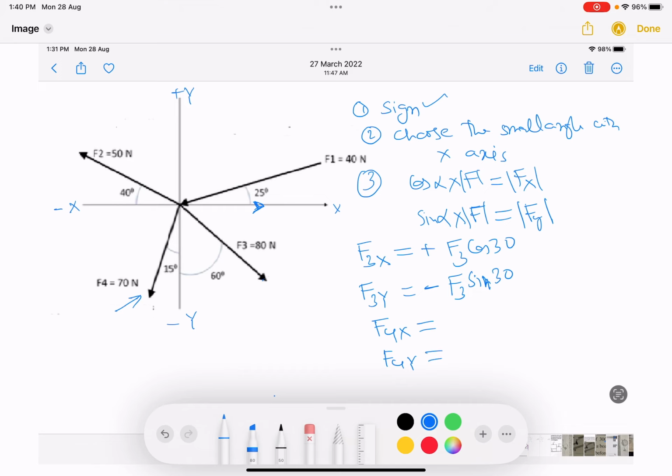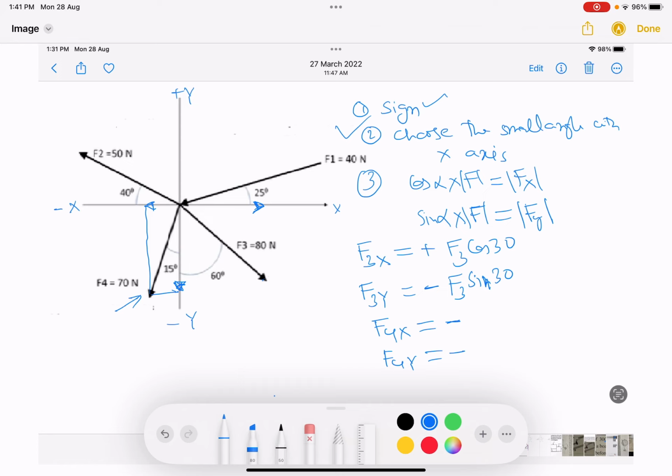So first the sign. If you resolve F4 along x, look at the arrowhead, it will be towards left, right? So this is minus. I'm writing here minus. What about F4y? If you resolve it like this, the arrowhead is downward, right? So it is minus. Both F4x and F4y are with minus sign. Then choose the second rule. Second rule you see here. Second rule is choose the smaller angle with the x-axis.